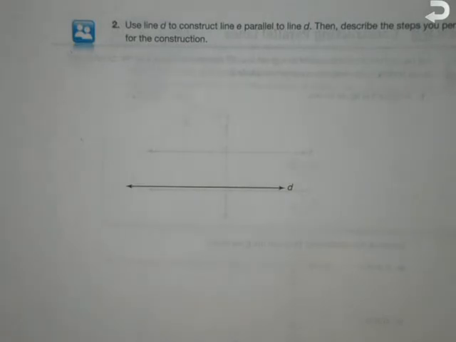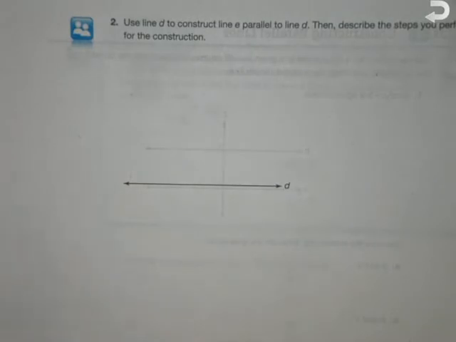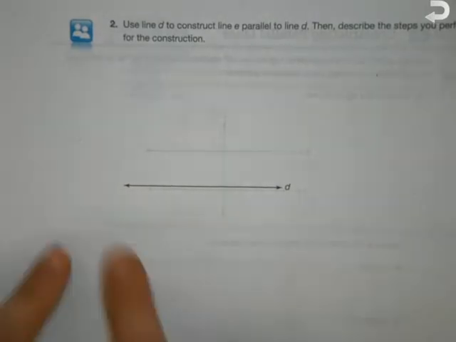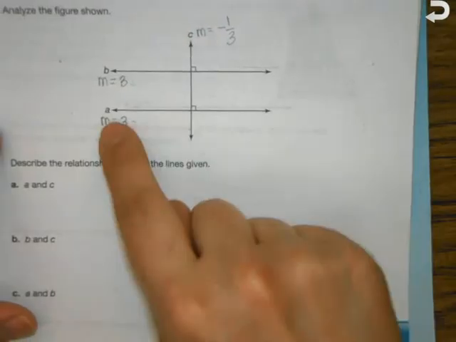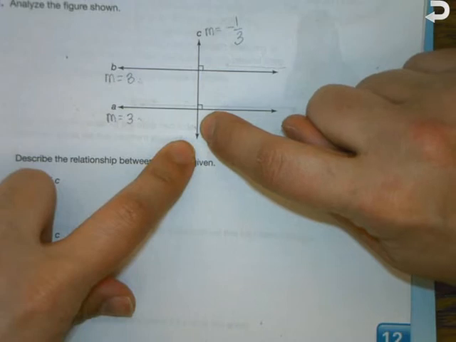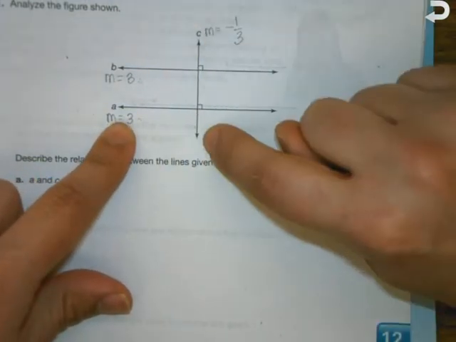So they give us this line, and we want to construct a line that's parallel. In order to do that, we can't just draw a line and say that it's parallel. We first need to make a line that is perpendicular to that. Okay? So we have, say, our line A, and we need to make the line C that is perpendicular.